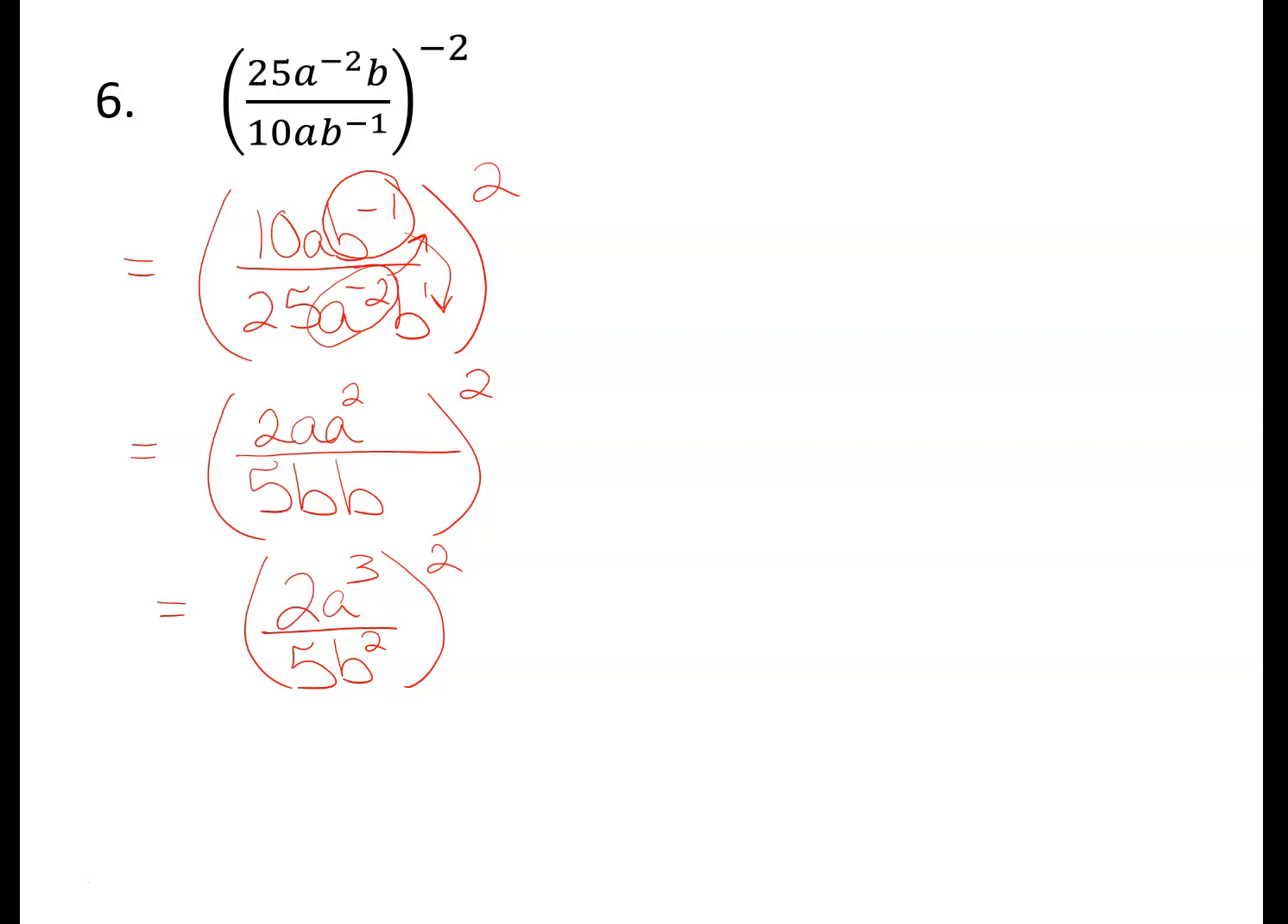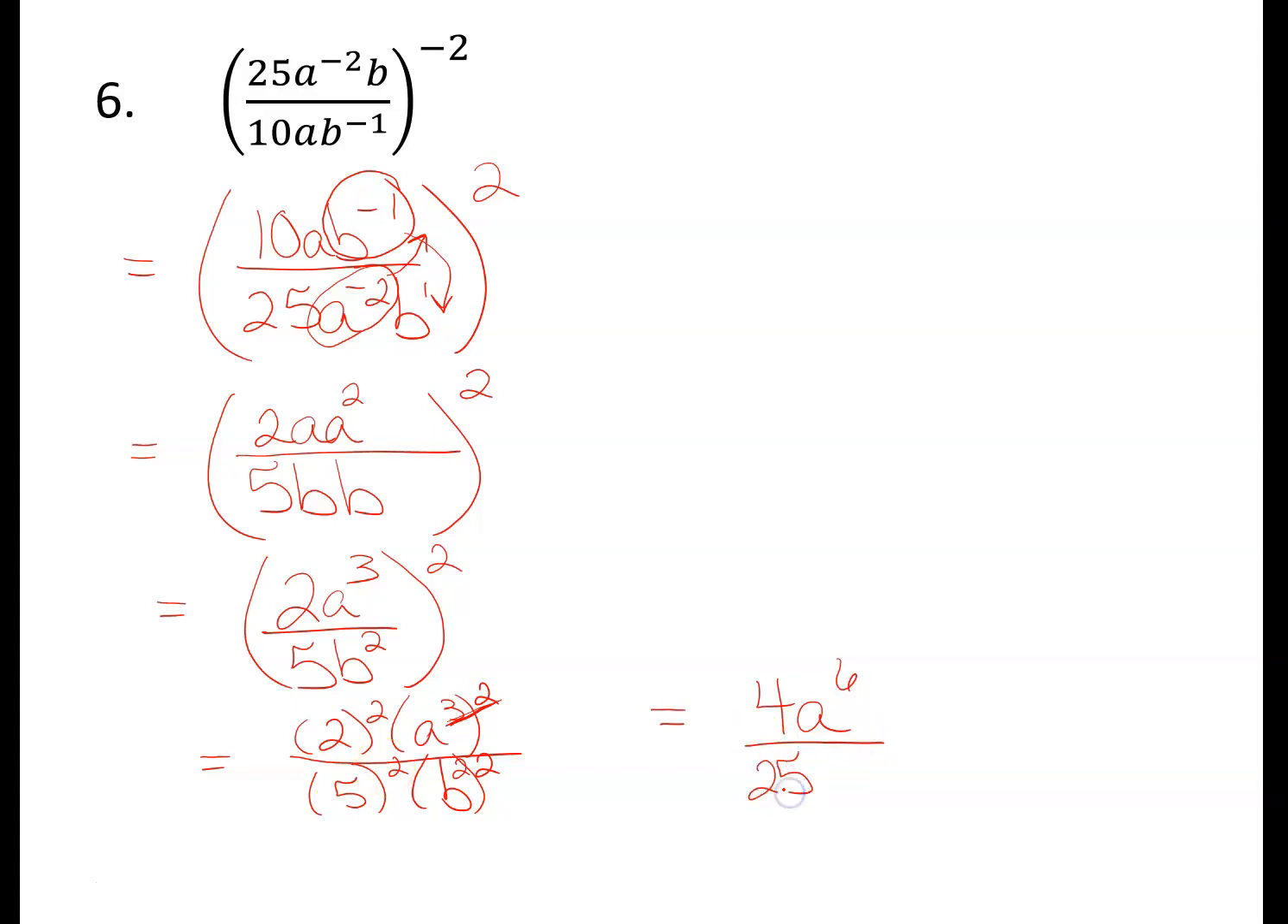So we're going to apply that outside exponent to each factor on top and each factor on bottom. The result of that, if we square the 2, that's going to become a 4. And then this rule, power to a power, is to multiply. So a to the 6th. On bottom, 5 squared is 25. And here we've got 2 times 2, so b to the 4th. And that would be our final answer.